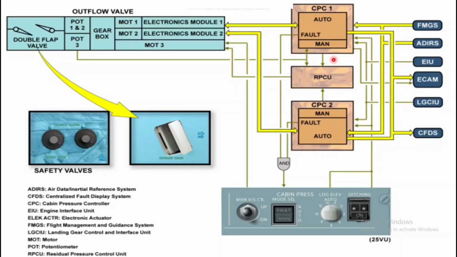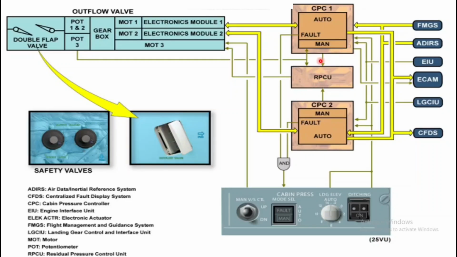Here we will discuss the RPCU interface with the CPC computers and how it takes over control of the outflow valve automatically. This will take care of the outflow valve automatically if the outflow valve is not in the fully open position when the aircraft is on the ground. What I told at the start of the video: when our aircraft is going to land, the RPCU is the computer which will automatically open the outflow valve completely when the aircraft touches the ground. This is to prevent door violent opening in case residual cabin pressure is there.